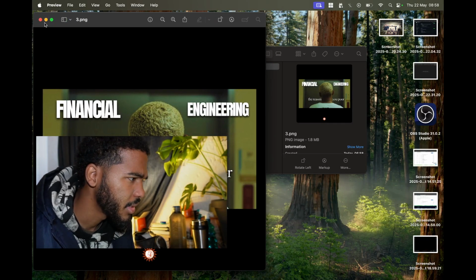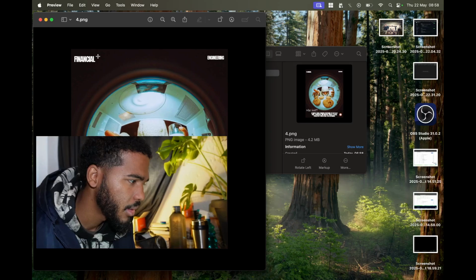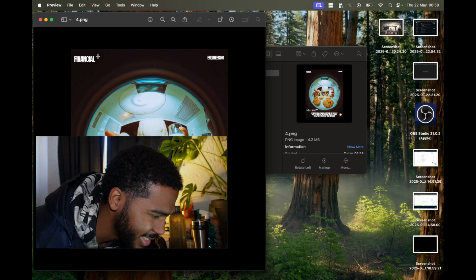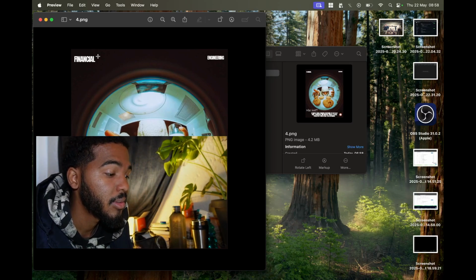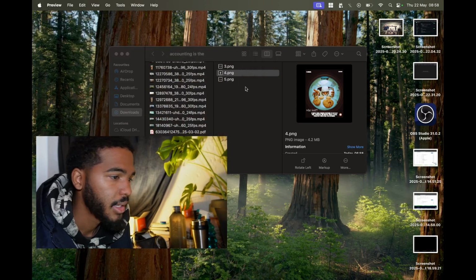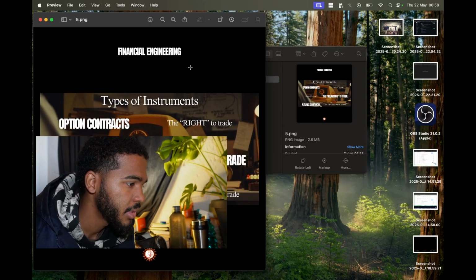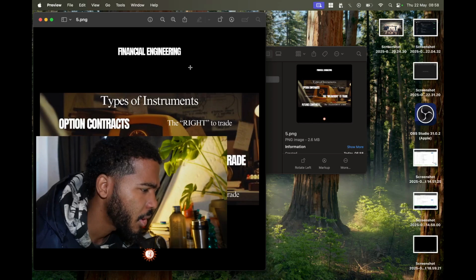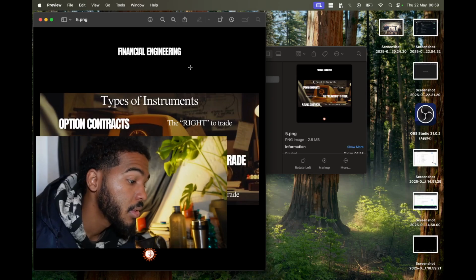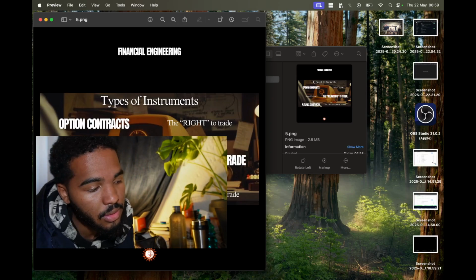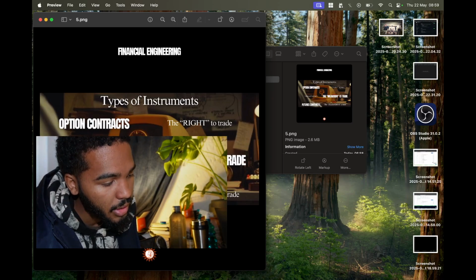What do you think? I don't think that's too bad. I just need to make sure of the spelling. In simple terms, financial engineering is the use of math, technology, and creative thinking to solve problems or create new tools in finance. What's this one say? Financial types of instruments: options contracts, the right to trade; forward contracts, the obligation to trade; futures contracts, the obligation to trade. So these two are similar.